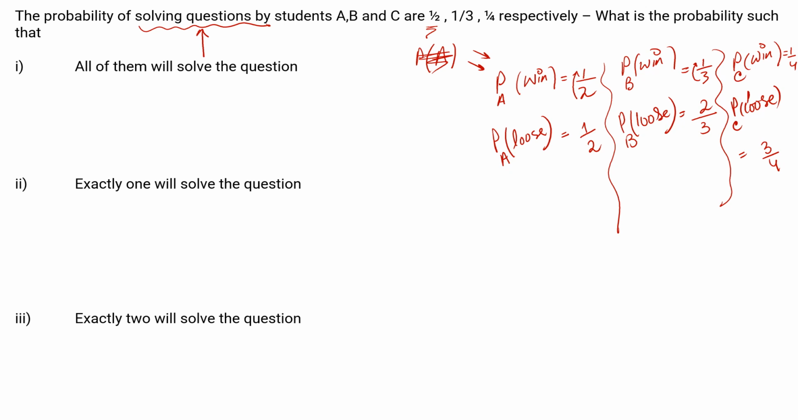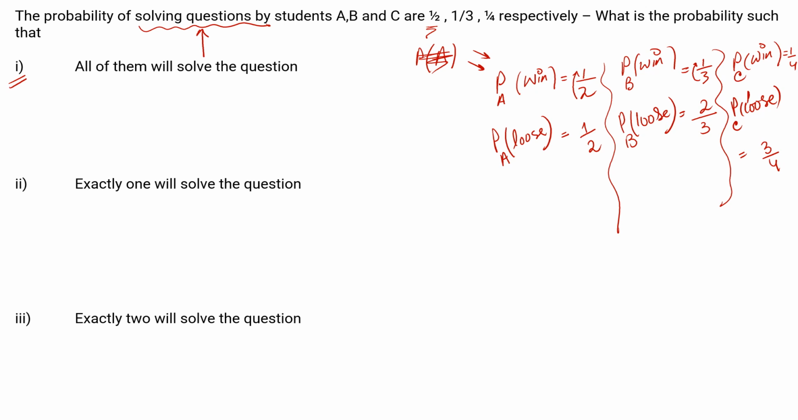So that's why I started writing my data, and the one thing which comes to my mind is the binomial distribution scenarios, because in binomial distribution one can win or one cannot win. Now the question says all of them will solve the question. So find the probability that all of them will solve the question.